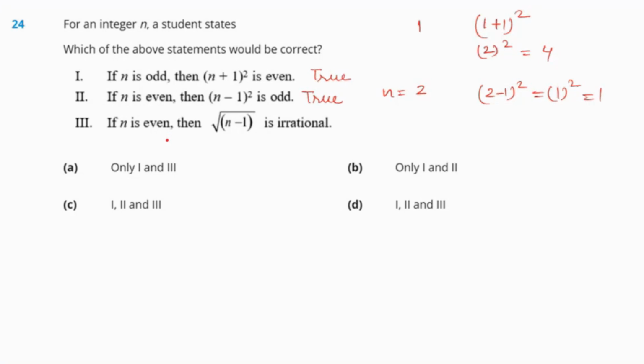Next, if n is an even number, let's take the value of n as 2 again. So 2 minus 1 whole root. 2 minus 1 is 1, and root 1 is equal to 1 only. So 1 is not an irrational number, that is a rational number. So that's why it needs to be false. So only the first and second statements are going to be true.